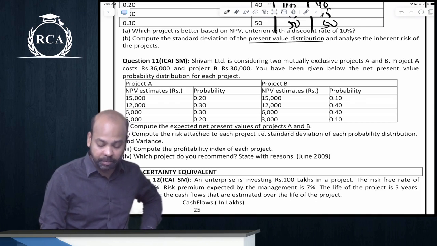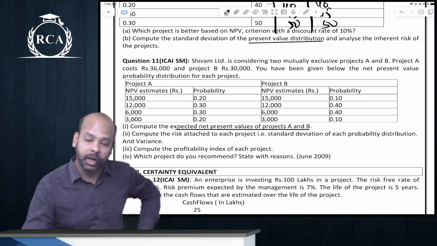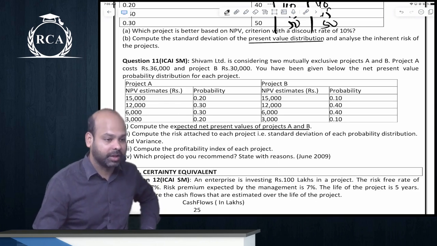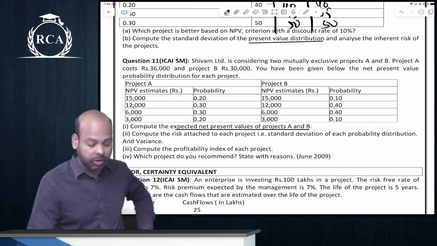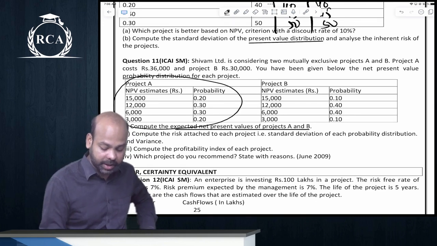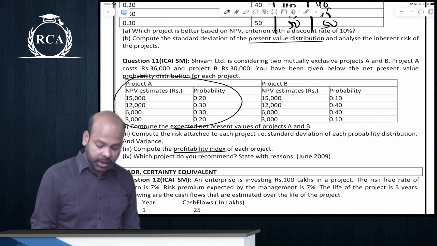When individual NPVs are given, beta, how will you arrive at expected NPV? Multiply all the NPVs with the corresponding probabilities. That will give us the expected NPV. Correct, guys? And then beta compute the risk attached to the project, that is standard deviation. In one table, you will first finish off expected NPV and the corresponding standard deviation. Profitability index you will do, guys.